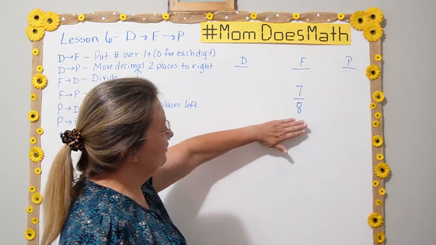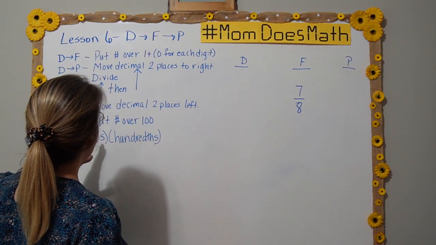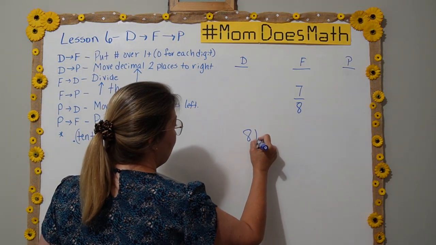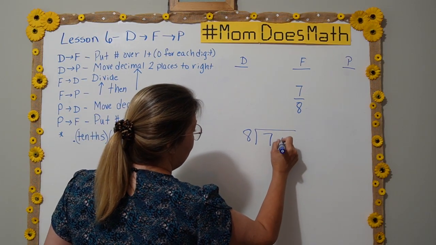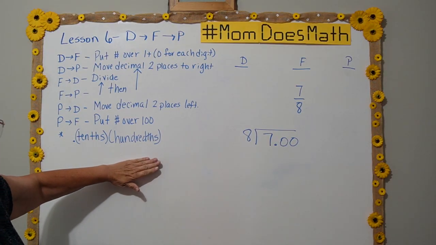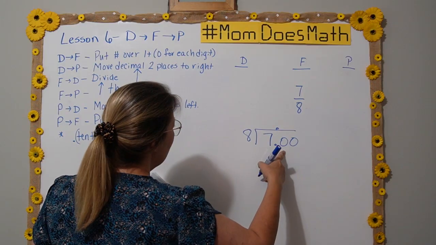Okay, our next one is we're given the fraction 7/8, and I want to change it to a decimal. So how do you go from fraction to decimal? Well, you just divide. And the bottom number goes on the outside. All right, I have 7, but I'm going to go ahead and put the 2 zeros because I'm going to be prepared to go out to the hundredths. All right, 8 won't go into 7, but it will go into 70.